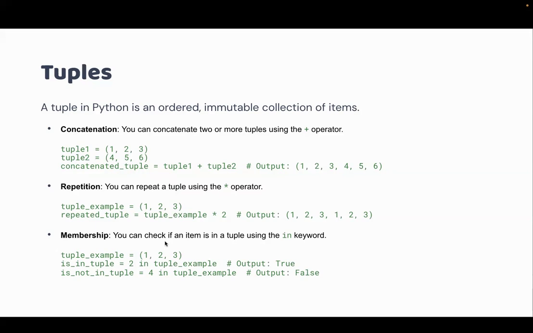And also you can check if an item is in the tuple using the in keyword. So, sorry, if we want to check if 2 is in the tuple, this is the variable we are assigning to, and this variable will print out true if we print it. And if we want to check if 4 is in the tuple, this variable will be assigned false because 4 is not in 1, 2, or 3. Are there any questions on this?